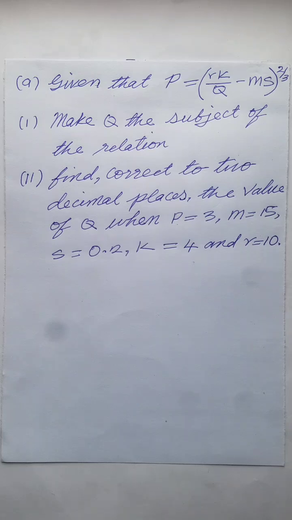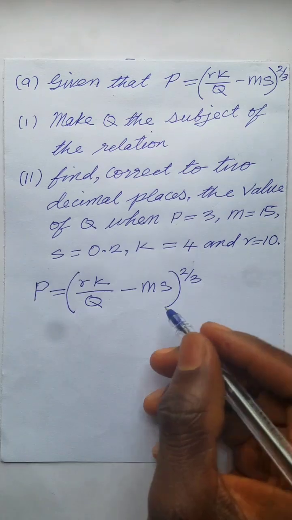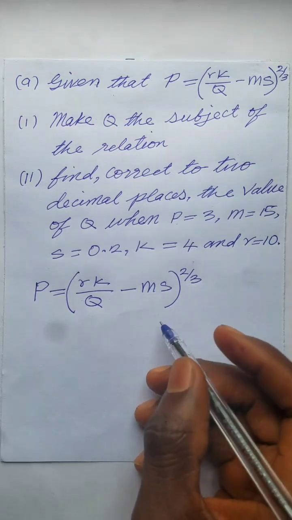Given that P equals (R times K divided by Q minus M times S) all to the power 2 over 3, make Q the subject of the relation. B, find correct to two decimal places the value of Q when P is 3, M is 15, S is 0.2, K is equal to 4, and R is equal to 10. So this is our question.